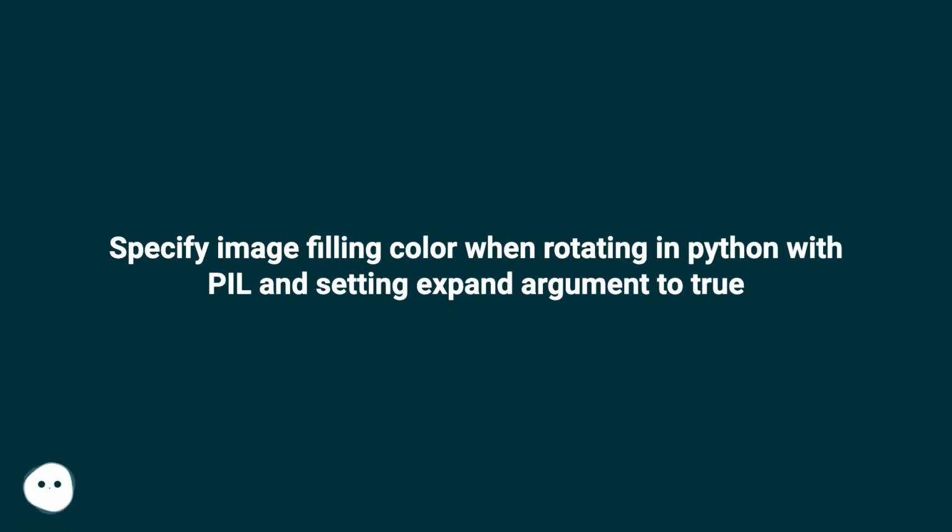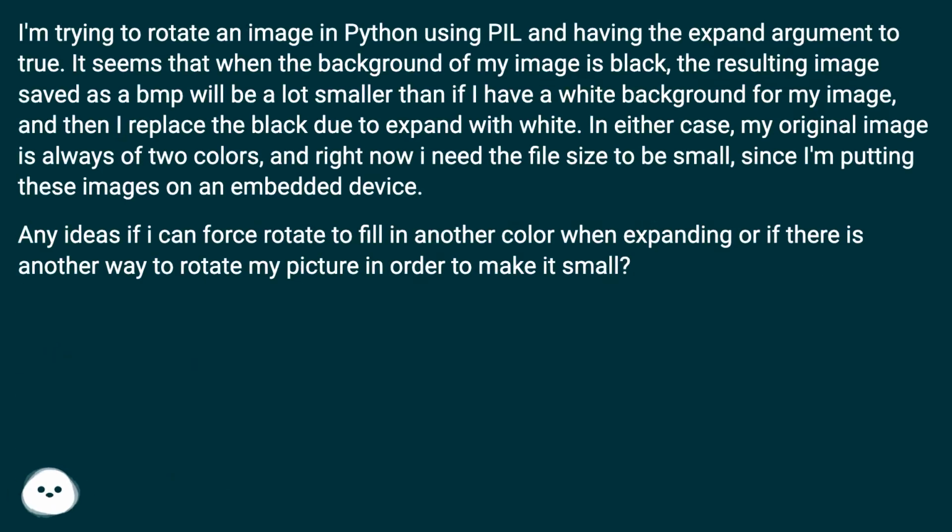Specify image filling color when rotating in Python with PIL and setting expand argument to true. I'm trying to rotate an image in Python using PIL and having the expand argument to true.